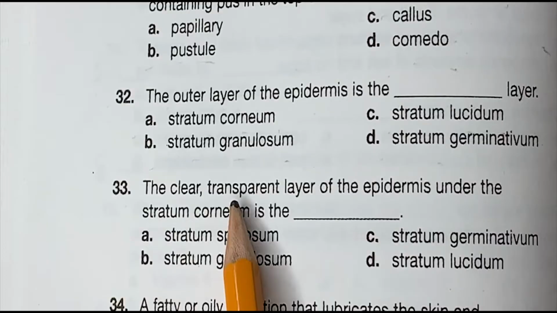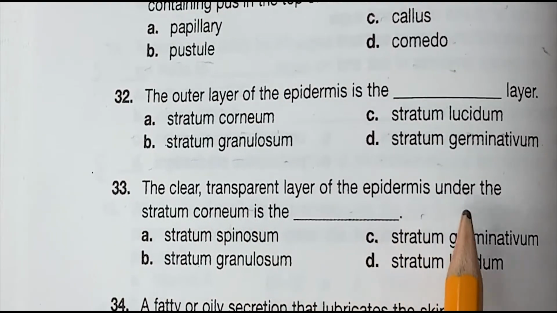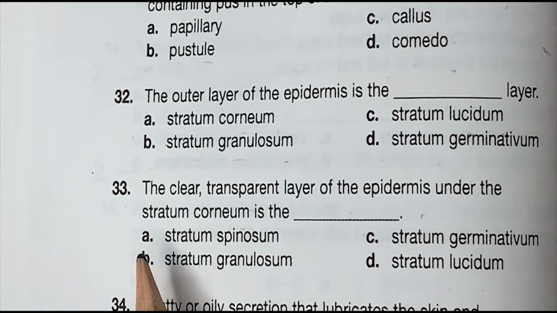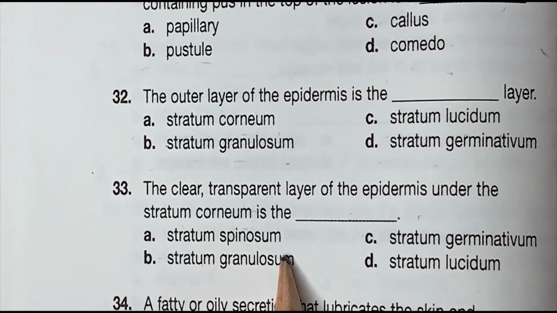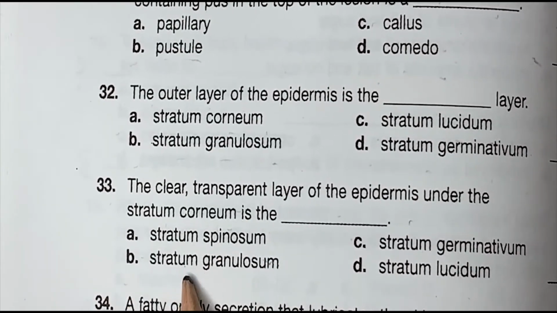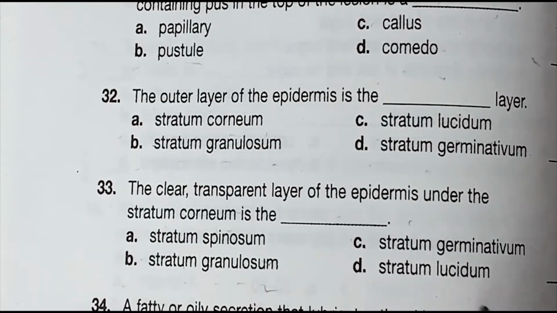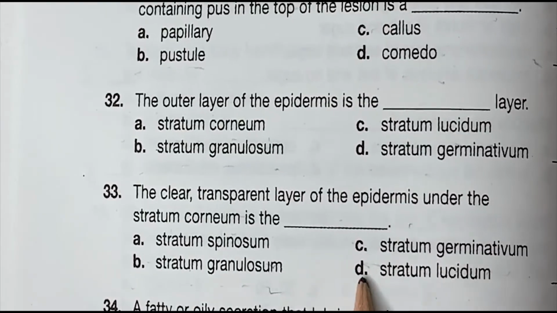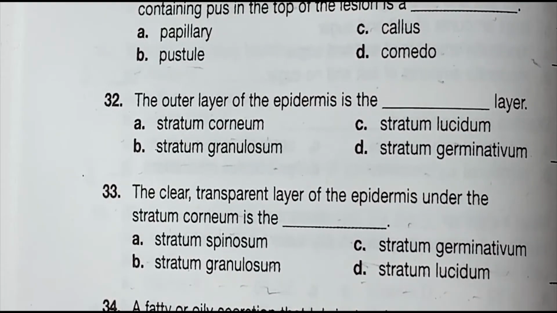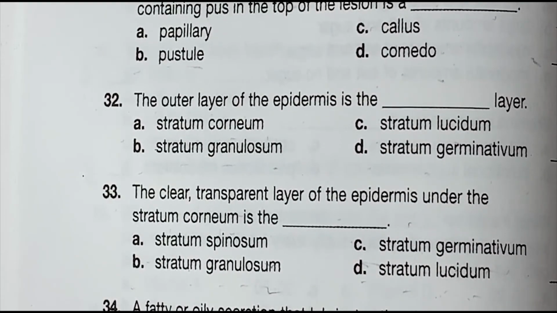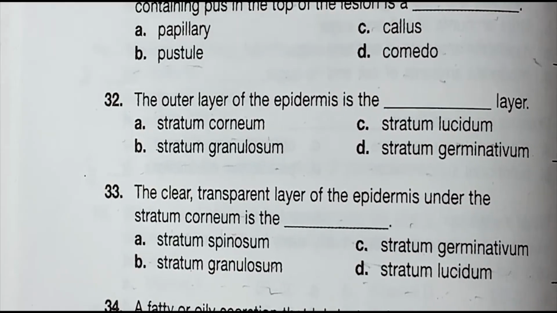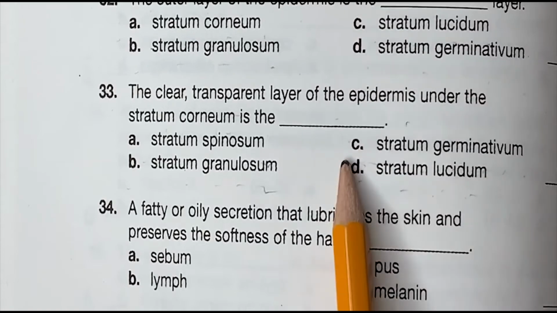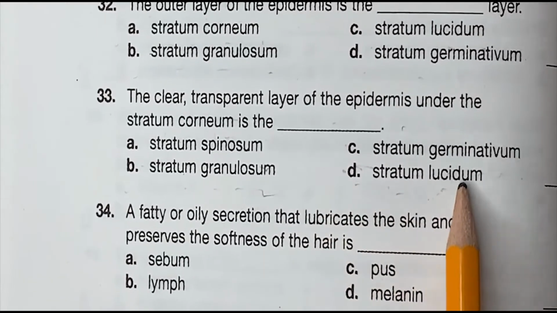33. The clear transparent layer of the epidermis underneath the stratum corneum is the blank. Is it A, stratum spinosum, B, the stratum glandulosum, C, the stratum germinativum, or D, the stratum luteum? And the correct answer is D, the stratum luteum.